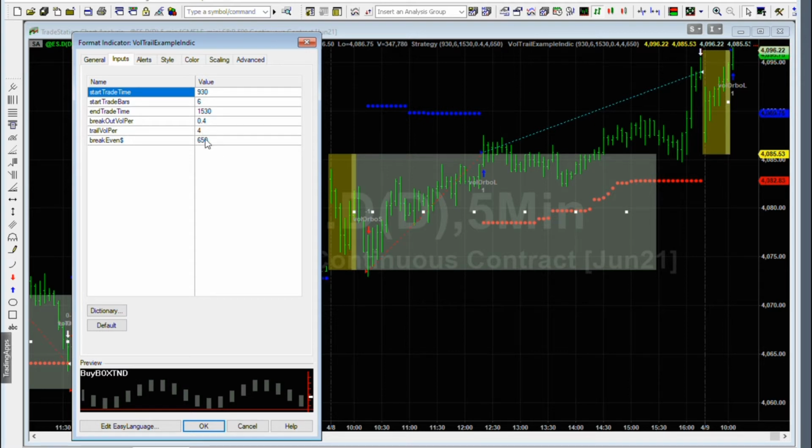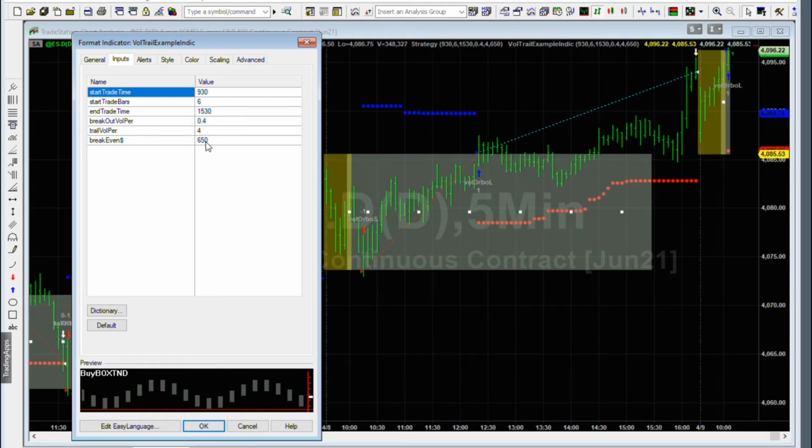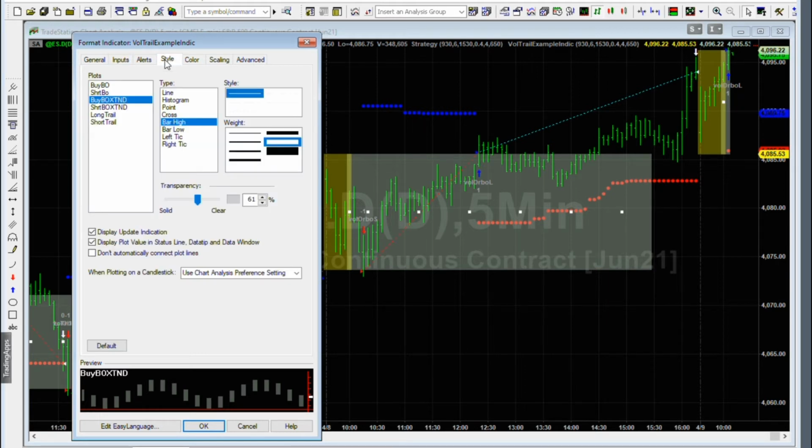Once I hit 650 bucks, I pull the stop up to break even if it's not already there. It can already be there, but sometimes it's not. Okay, those are the inputs for the indicator, which are exactly the same as the strategy. I call this a strategy tracking indicator, meaning that it helps visualize what the strategy is doing, because you've basically got the strategy replicated in a visual form in an indicator. So let's go over and look at the styles.